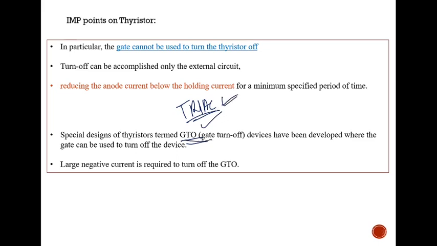But GTO has one drawback: it requires a large negative current for the turn-off process. For turning on, this is okay, but for turning off, a large negative current is required for the GTO.